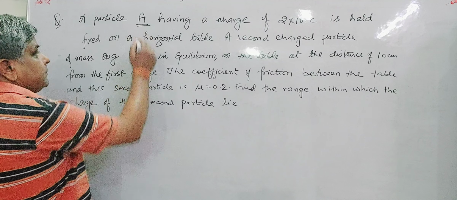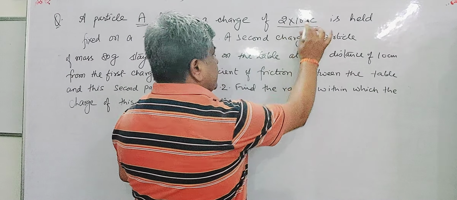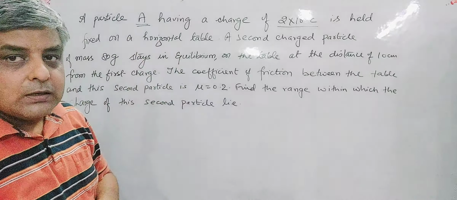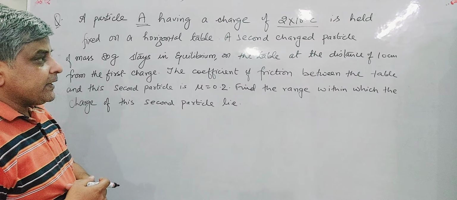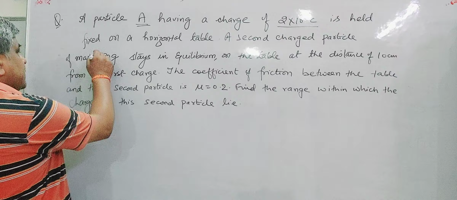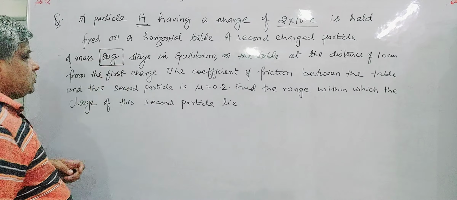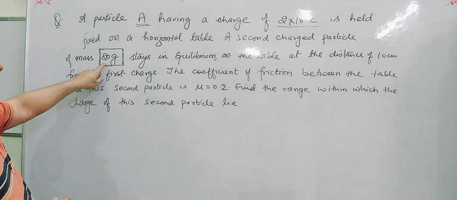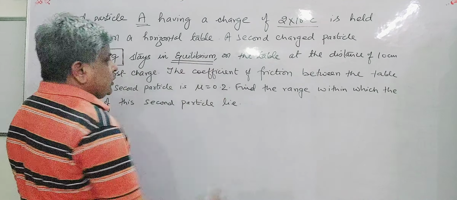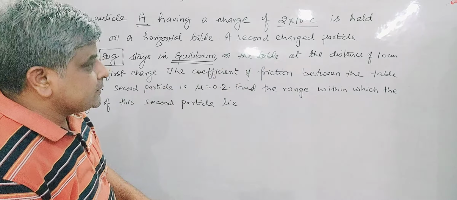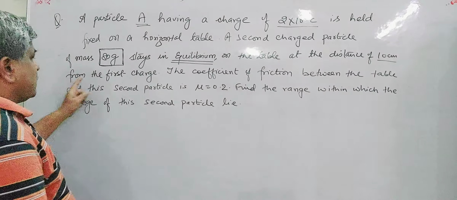A particle A having a charge of 2 microcoulomb, 2 into 10 to the power minus 6 coulomb, is held fixed on a horizontal table. A second charged particle of mass 80 grams. So you can see what data is given. You underline it. So the mass of the particle is 80 grams. Stay in equilibrium. So what is equilibrium? We will also discuss it. Equilibrium on the table at a distance of 10 centimeter from the first charge.